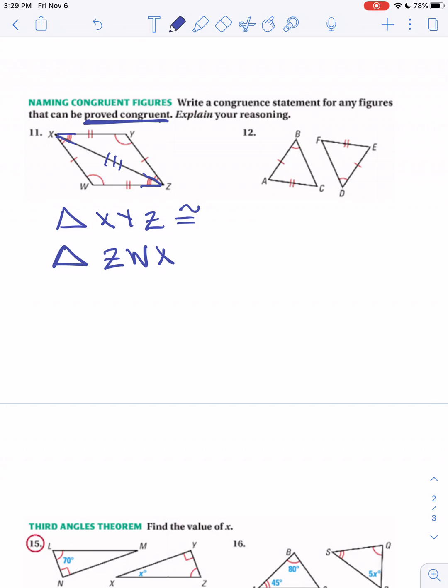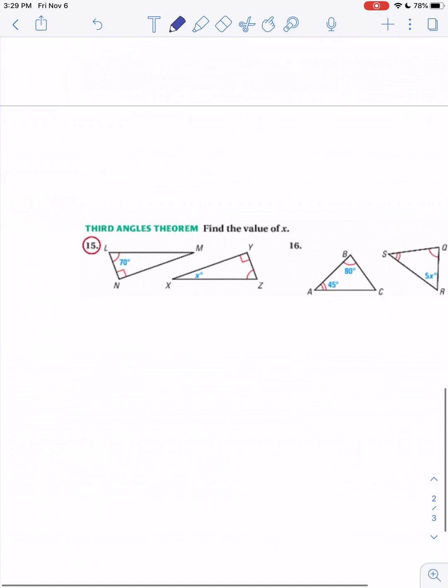Number 12, it looks like we have one angle and two sides, and that's all. And again, right now we have to have all the corresponding pieces matching up. So this one we're going to have to say no, we don't have enough information.